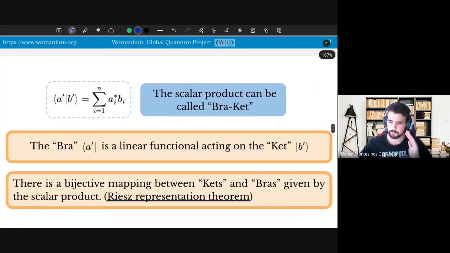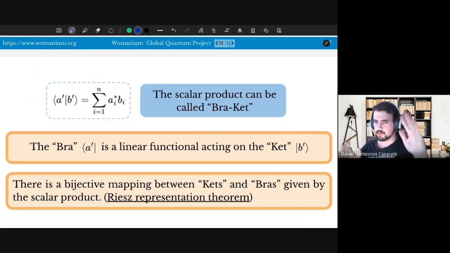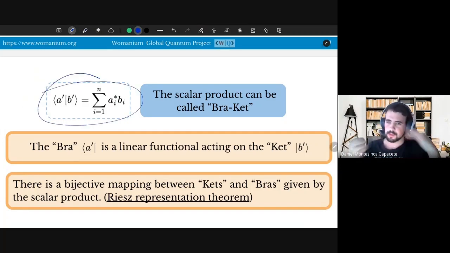So this is just to point out a few things. This is the same example we have just seen. The scalar product can be called bracket, or maybe without this, just bracket. It doesn't matter, people will understand you. You can use slightly different names, but the idea is the same.